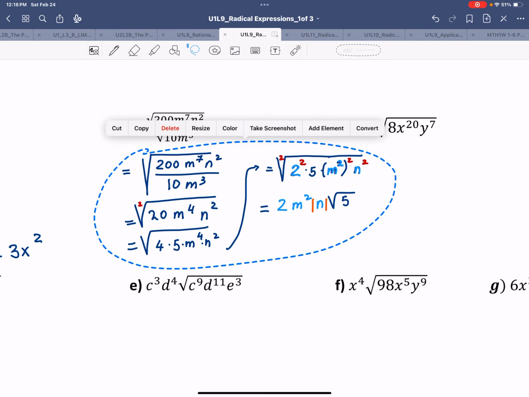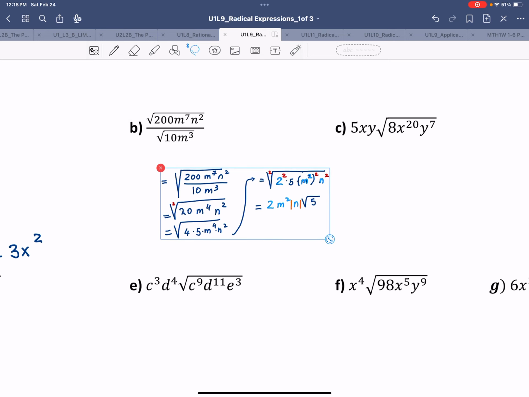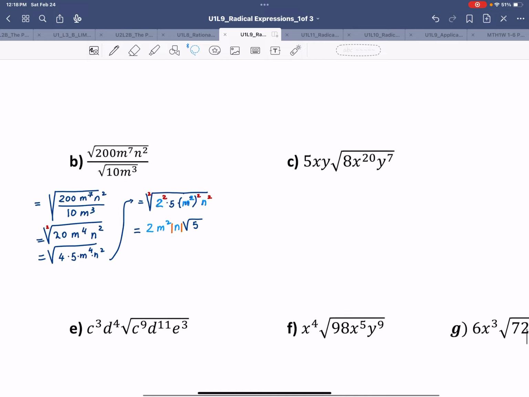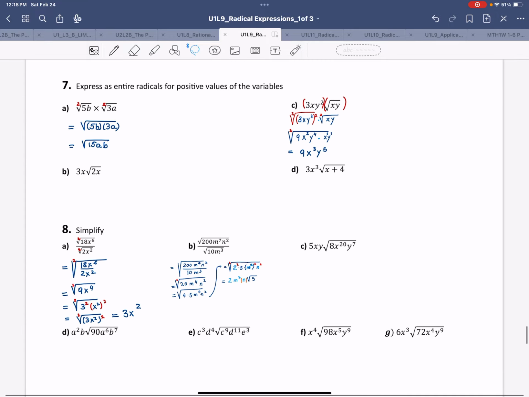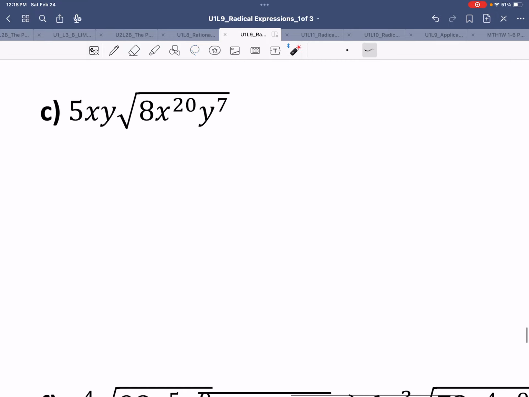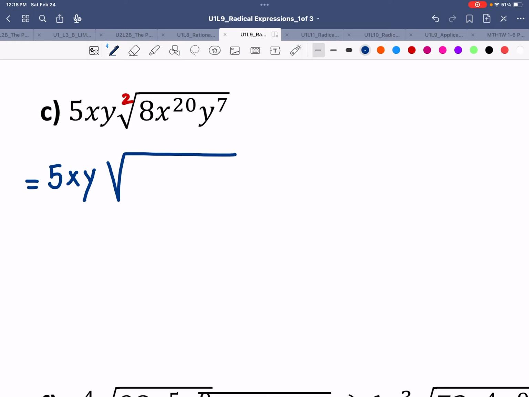Okay, let's make this a little smaller so we have room for our next question. So this time we're simplifying. And when we simplify, we want to take out as many terms as possible from here, which means that 5xy is very happy where it is, outside. And now, since we have an index of 2, we'll write number 8 as a product of two factors, one of them a perfect square. So it seems that we have a factor of 4 and 2.